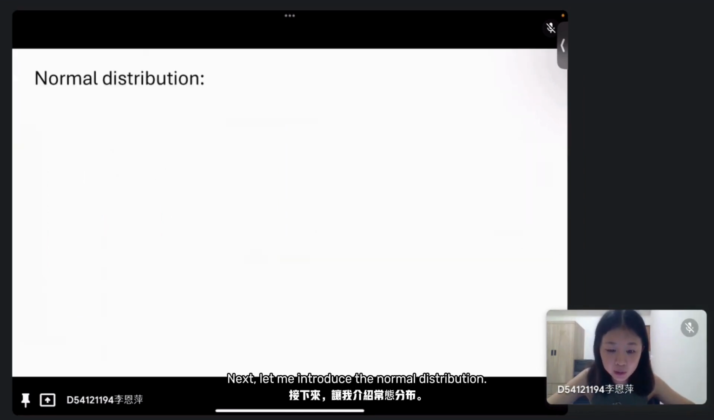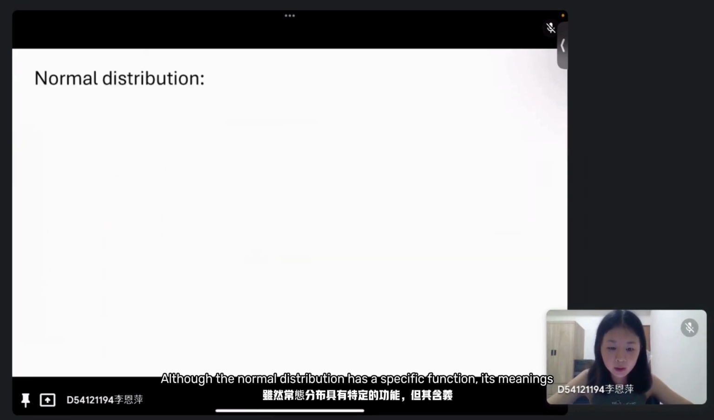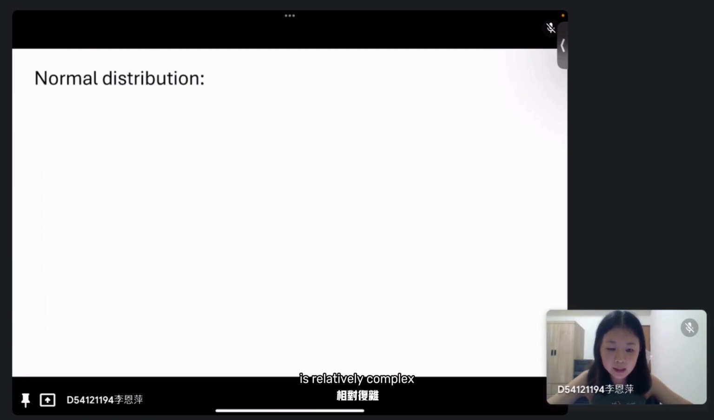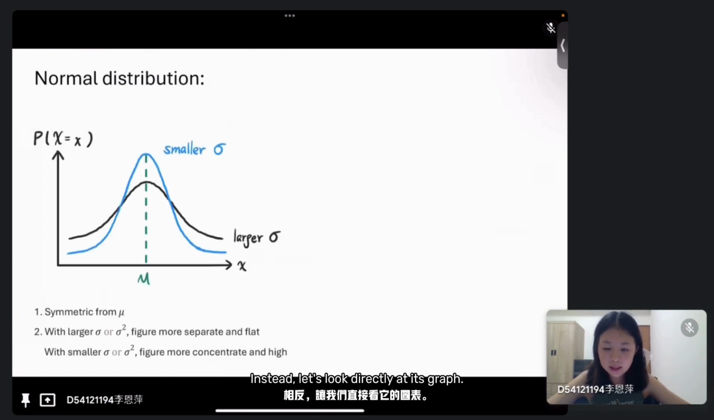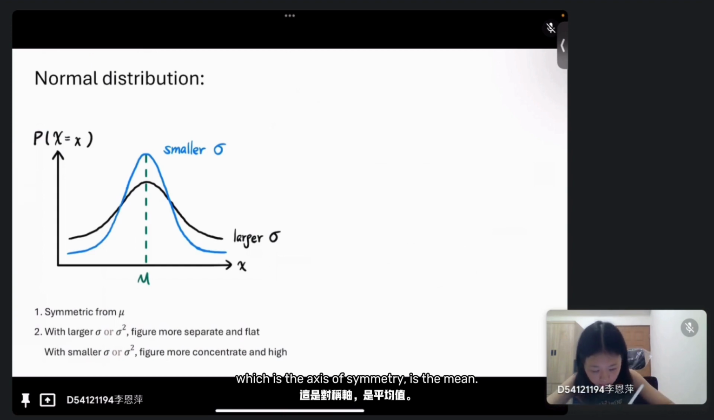Next, let me introduce the normal distribution. Although the normal distribution has a specific function, its meaning is relatively complex and is rarely used in solving problems in introductory courses. As a result, I won't go into detail about it now. Instead, let's look directly at its graph. The graph of a normal distribution looks like a bell curve. The value corresponding to the center line of the peak, which is the axis of symmetry, is the mean.